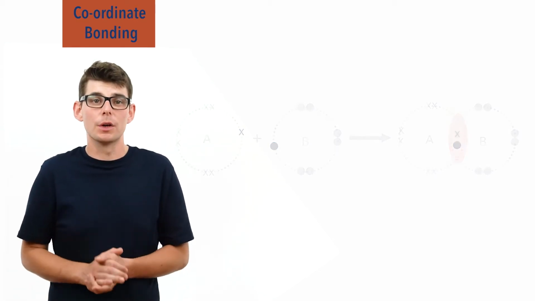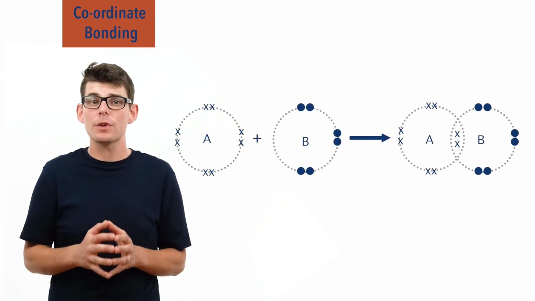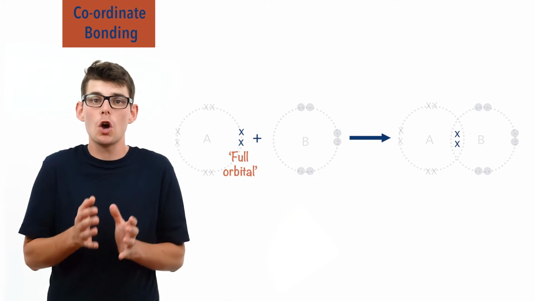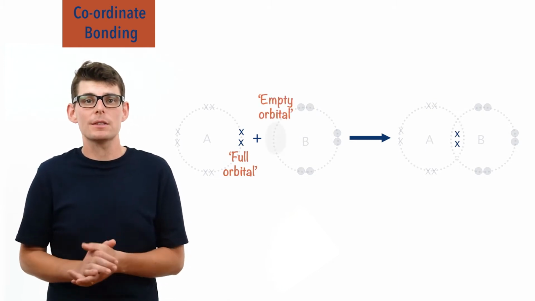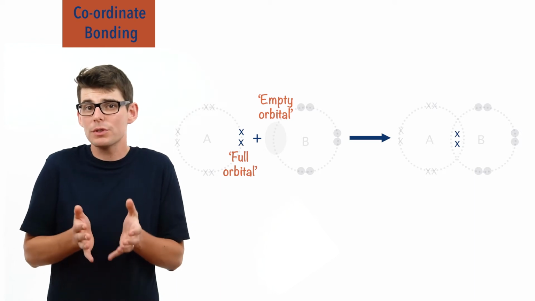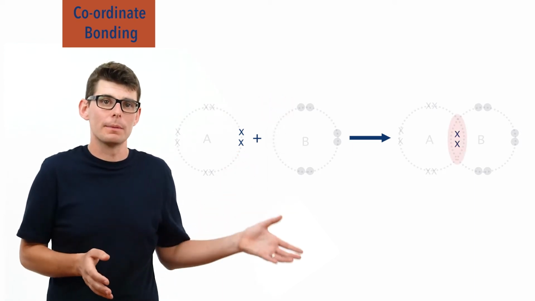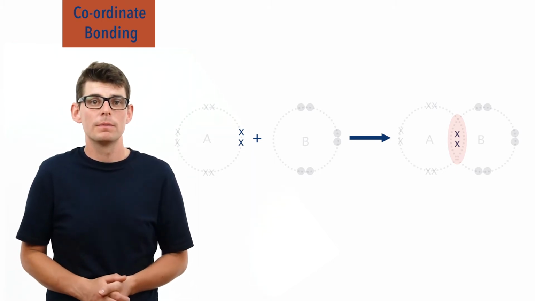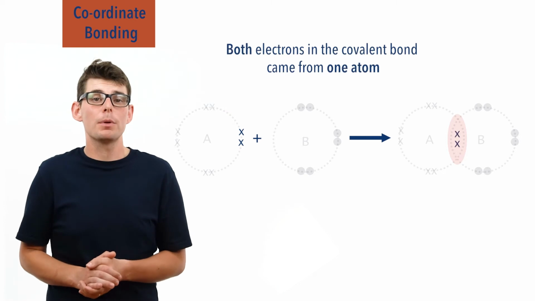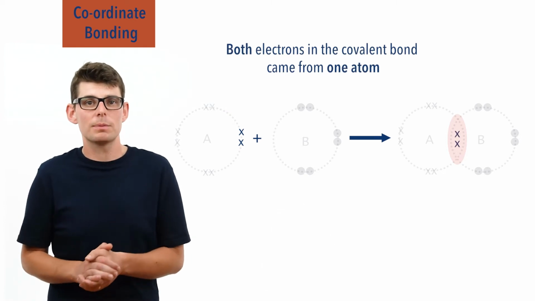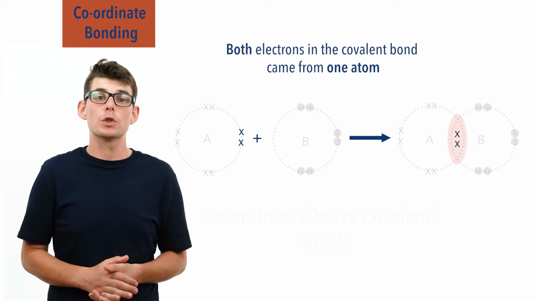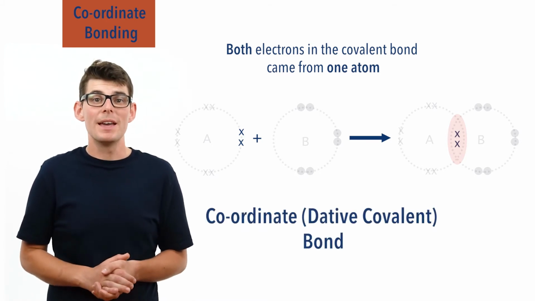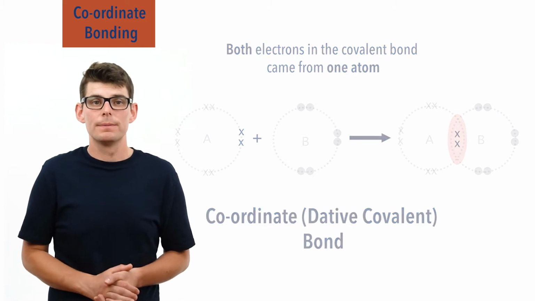There is no reason though why both electrons in the bond couldn't have come from only one of the atoms. A full orbital with a pair of electrons could overlap with an empty orbital from another atom. Once this happens, the result is exactly the same as for a normal covalent bond, a shared pair of electrons that both nuclei are attracted to. The only difference is that both the bonding electrons came from one atom in the first place. This is called a coordinate or dative covalent bond. Both terms are used interchangeably. Make sure you check which your course prefers.